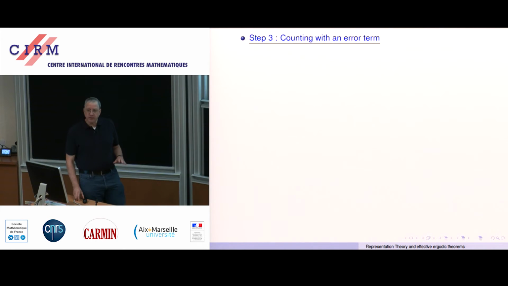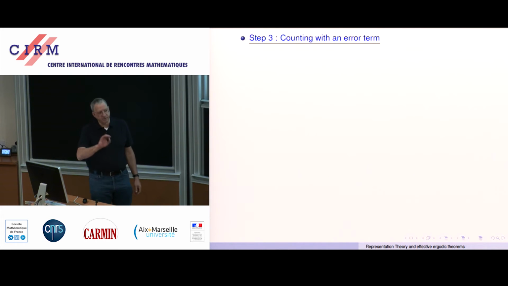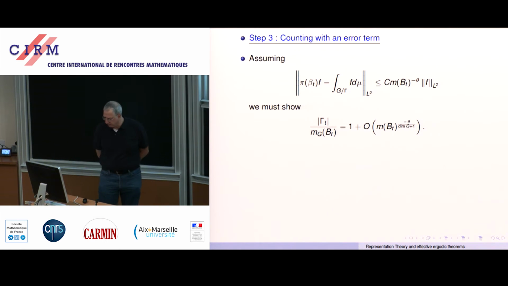Now, counting with an error estimate is really just the tiniest little variation of this argument. All you have to do is the following. We now assume that we have a rate, that the averages of pi(beta_t)f converge to the space average at this rate, and we must show that we have this error estimate.